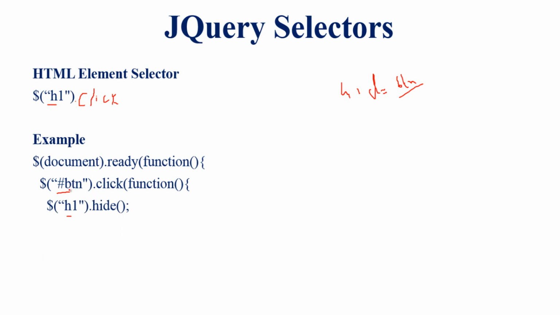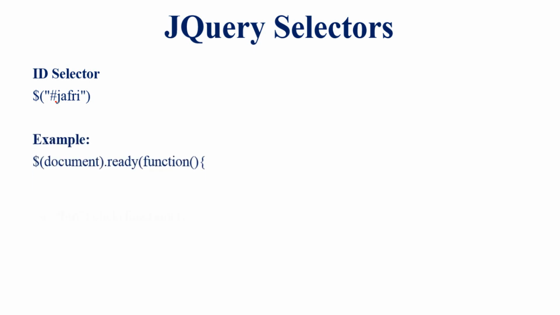Another is the id selector. You can see that Java is an id because we used a hash symbol. This is an id selector. For example, you can see the document ready. This is another id selector. When we click on this id, the element should hide. The element which has the Java id should hide.